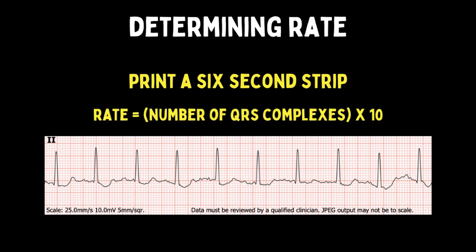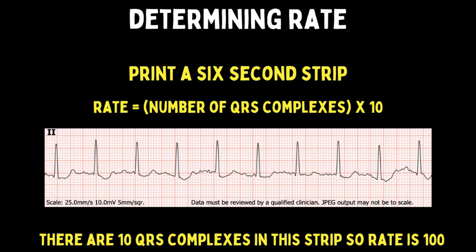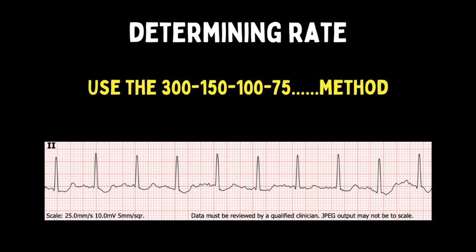You can get a generally accurate rate by counting the number of complexes in the 6-second strip and then multiplying it by 10. Here you see 10 complexes. 10 times 10 is 100. So the rate is 100 beats per minute. The other method is the 300, 150, 100 method.